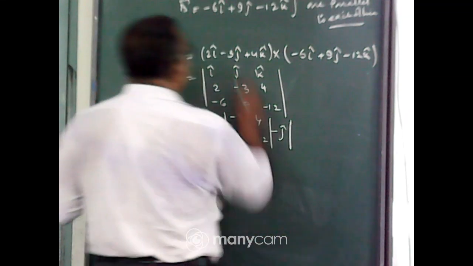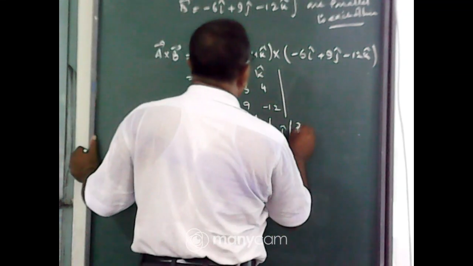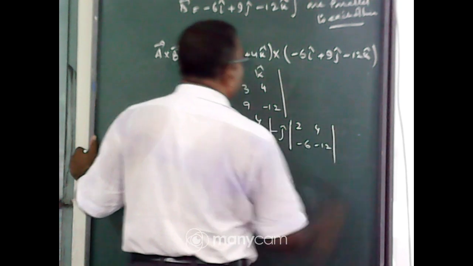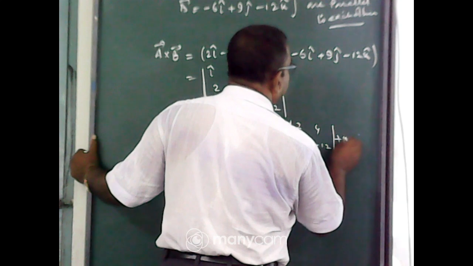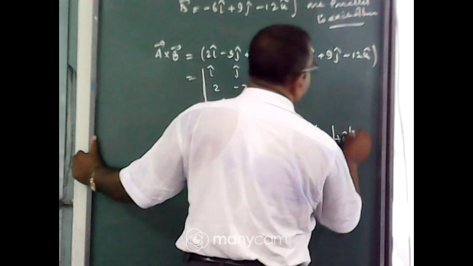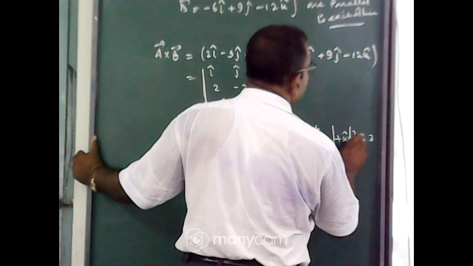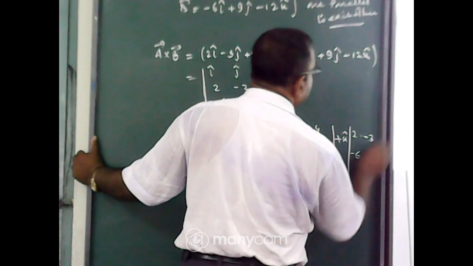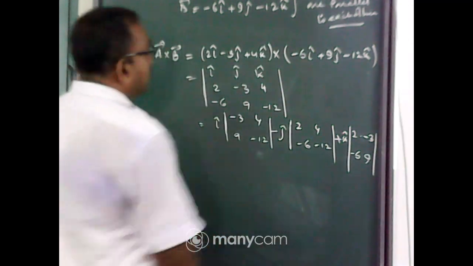Cofactor of j, this and that are out. So 2, 4, minus 6 and minus 12. Cofactor of k, this and that, means 2, minus 3, minus 6 and 9. Okay.